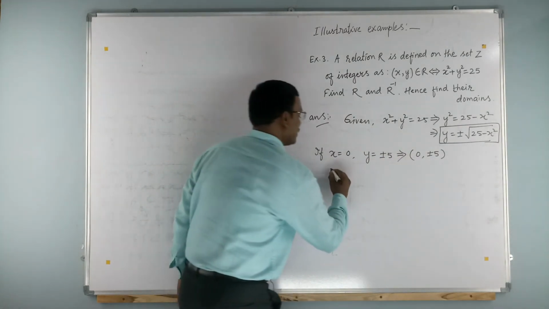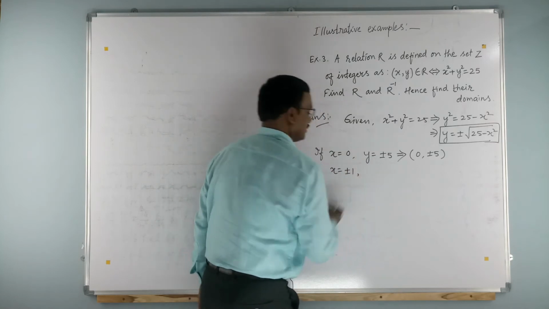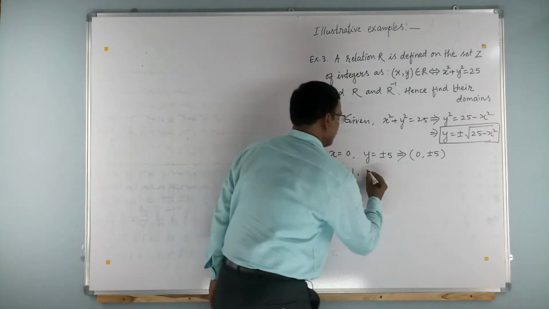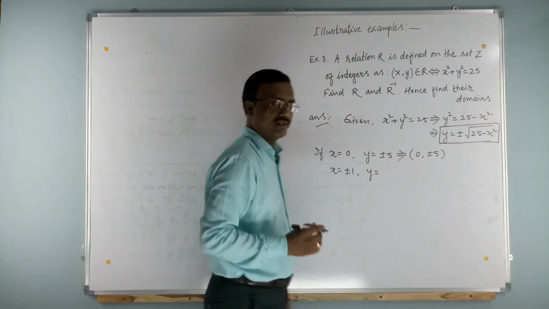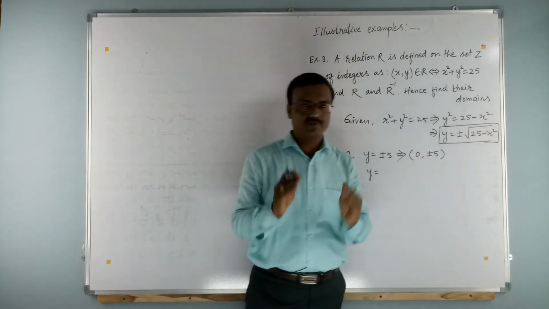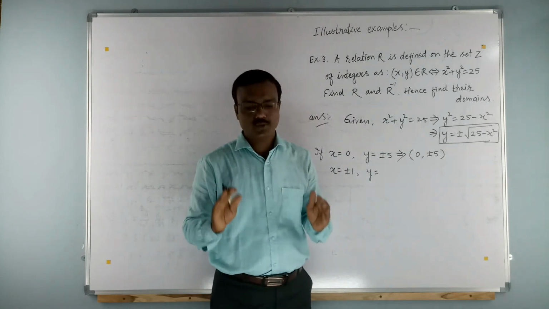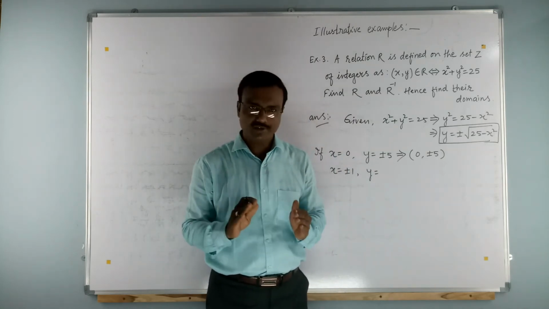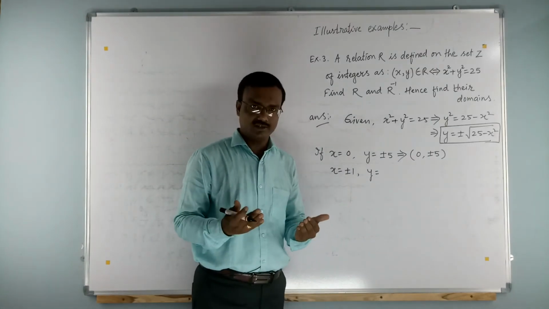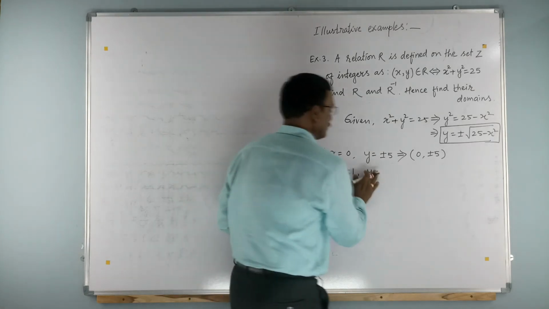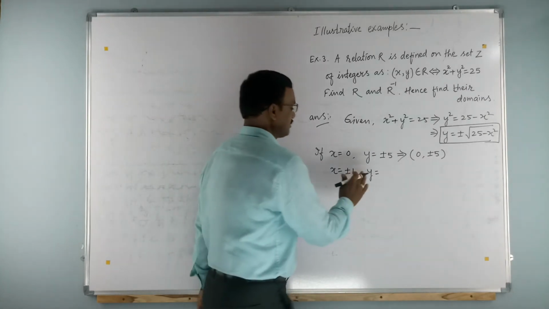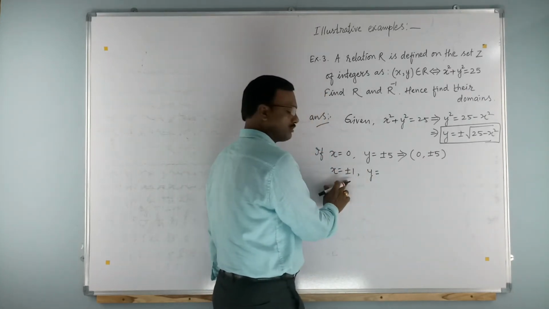Next to this we will choose x is equal to plus or minus 1. Since there is x square, we are choosing plus or minus. So what will be y then? Is it possible to find out y? If we put 1 here, 1 square is 1, 25 minus 1 is 24. 24 is not a perfect square. Root 24 is not an integer, and y has to be an integer. That is the reason. So finding y is not possible for x equal to plus or minus 1.